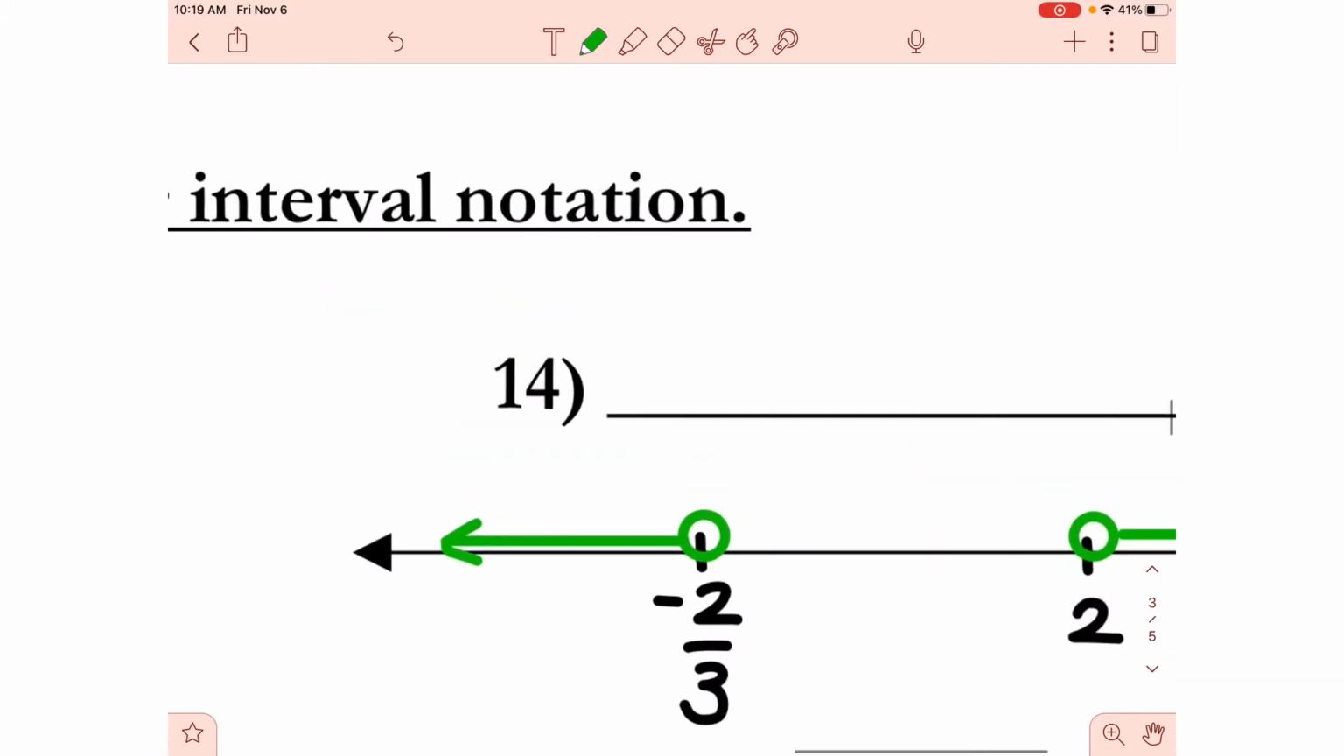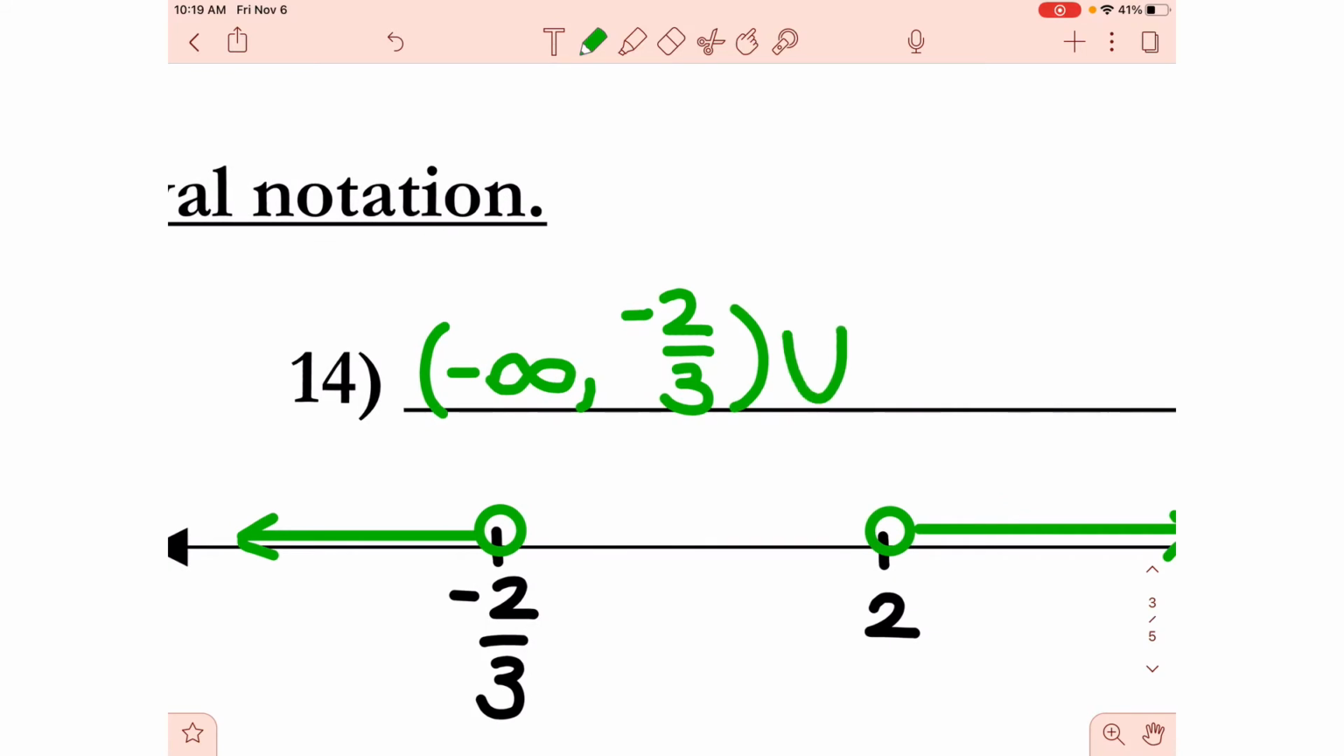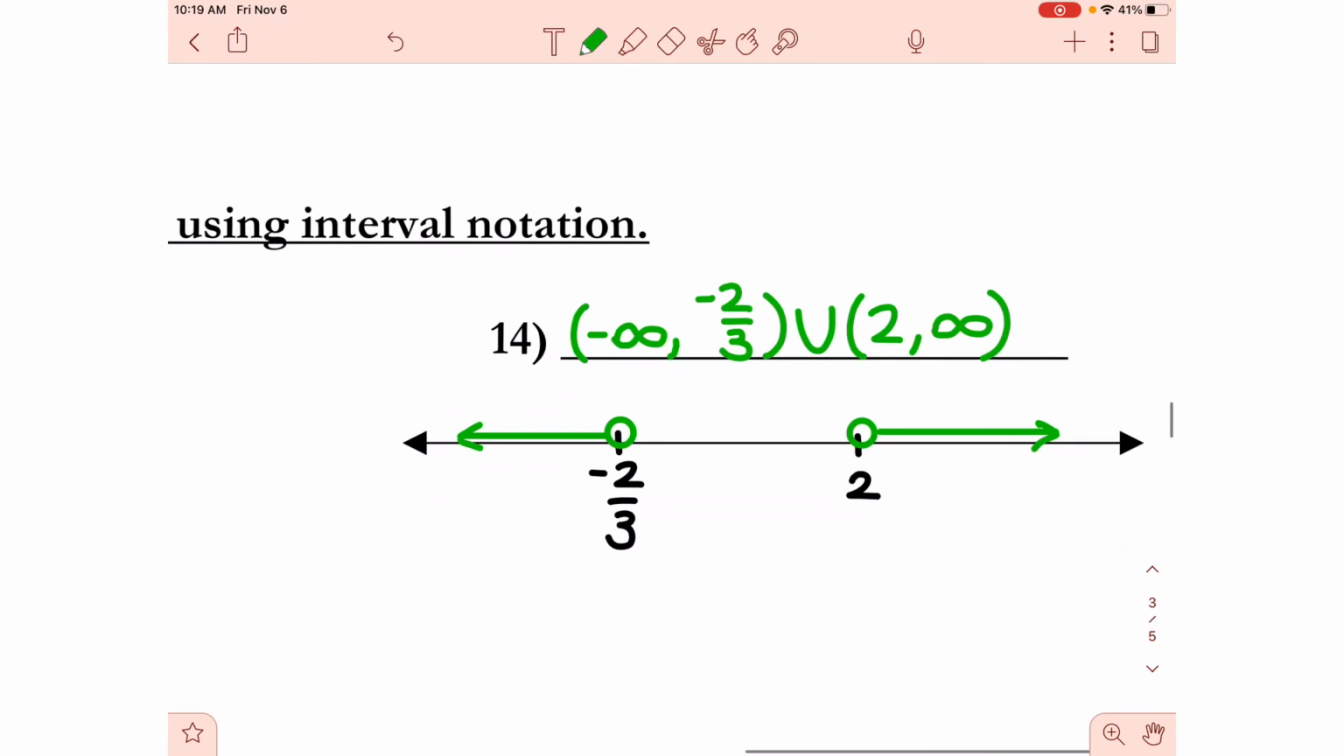There it is. And so the final answer is going to be negative infinity to negative 2/3 with a parenthesis, union 2 to infinity. The or problems will always have two chunks or two intervals in your answer, whereas the and problems will always be in between the two numbers.